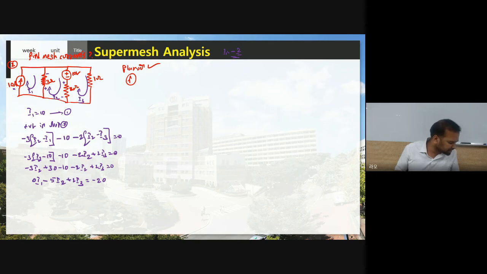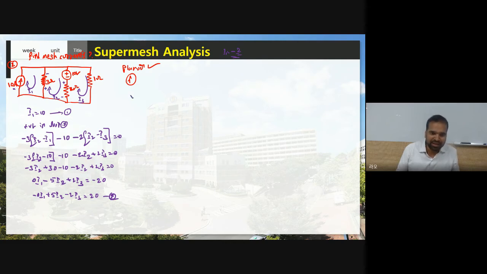Therefore, can I take minus common here? Of course. If I take minus common, we get minus 0I1 plus 5I2 minus 2I3 equal to 20. This is our equation: 5I2 minus 2I3 equal to 20. Clear? So you get equation 1 from mesh 1, and you get equation 2 from mesh 2, or loop 2.